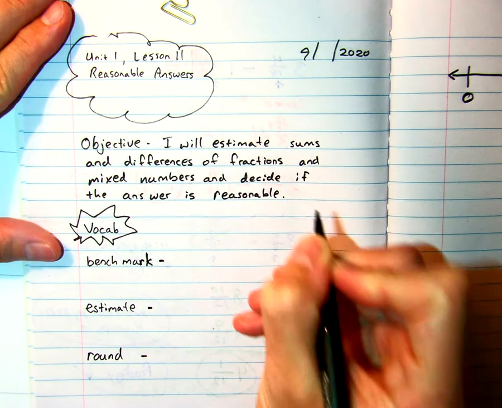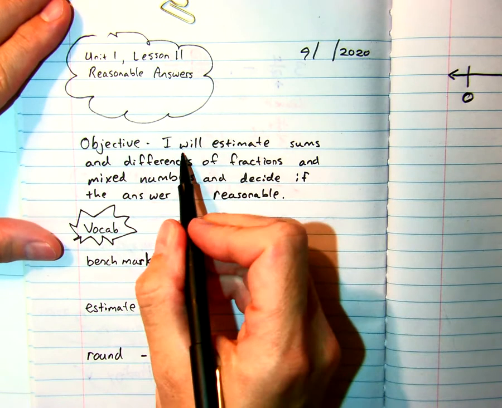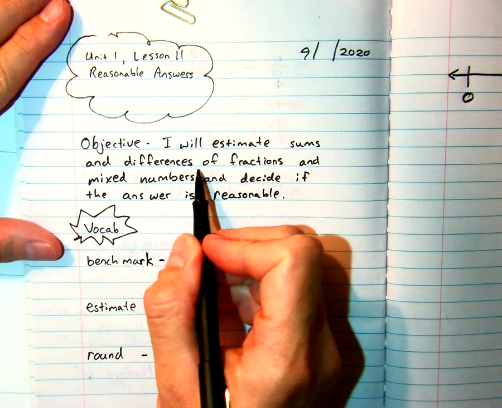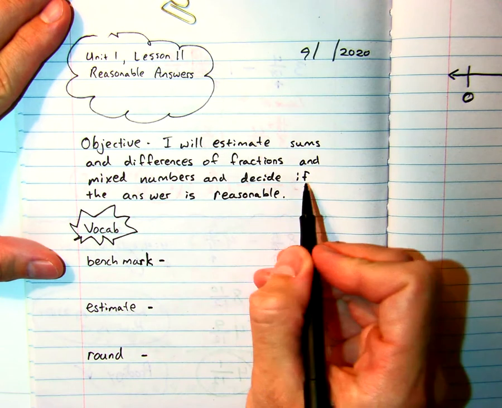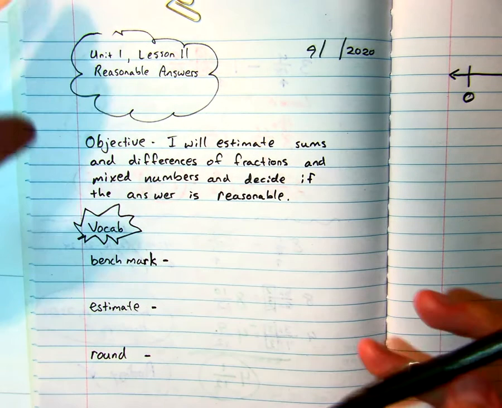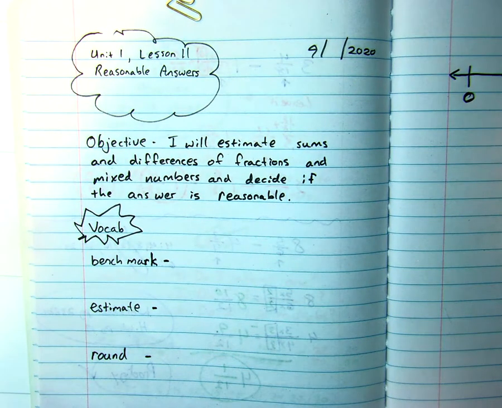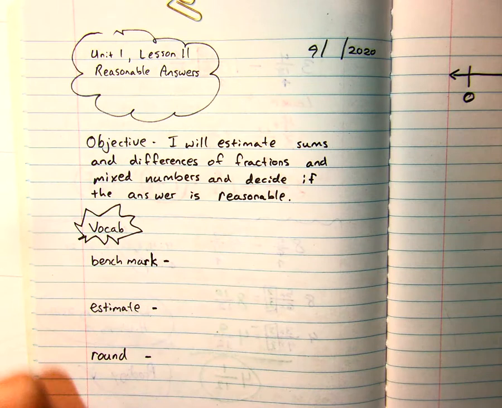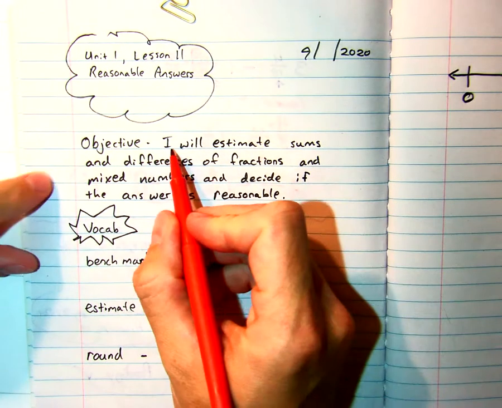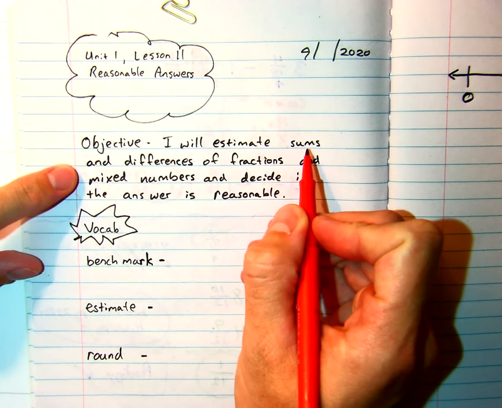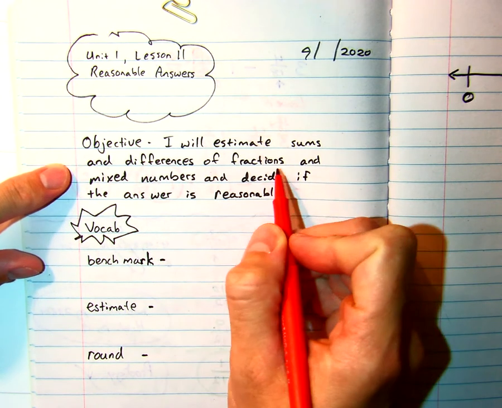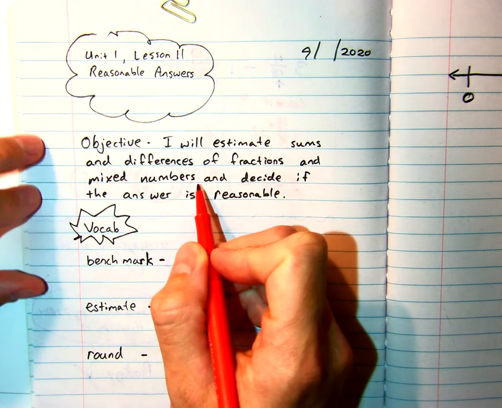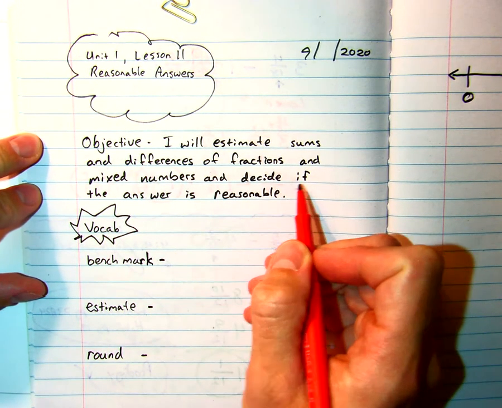All right, our objective. I will estimate sums and differences of fractions and mixed numbers and decide if the answer is reasonable. Let's go ahead and read it one more time with me. I will estimate sums and differences of fractions and mixed numbers and decide if the answer is reasonable.